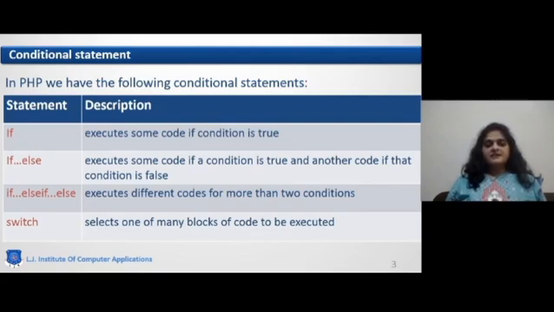The if else statement executes some code if a condition is true and another code if that condition is false. The else if statement executes different codes for more than two conditions. The switch statement selects one of many blocks of code to be executed. Let's understand one by one with example and flowchart.